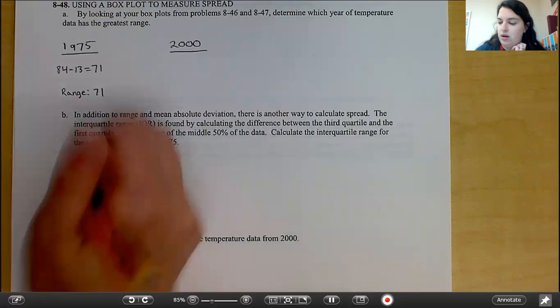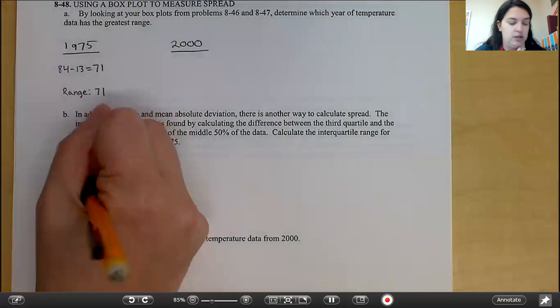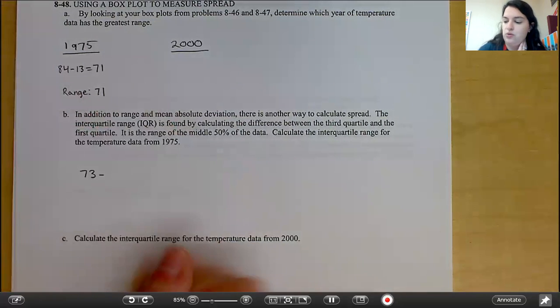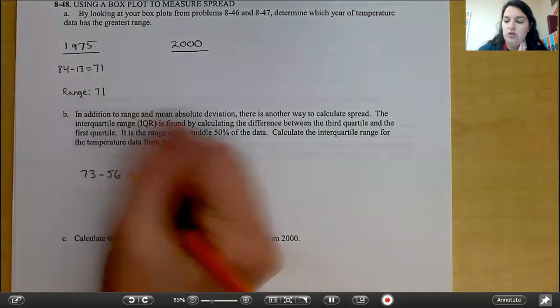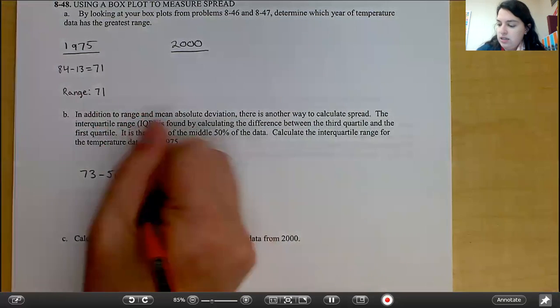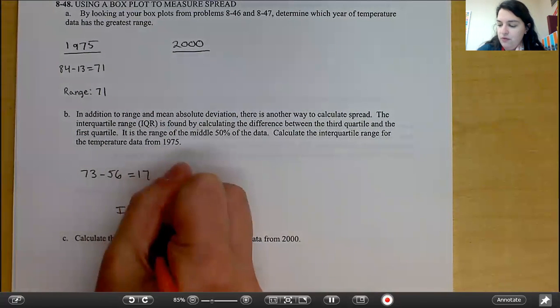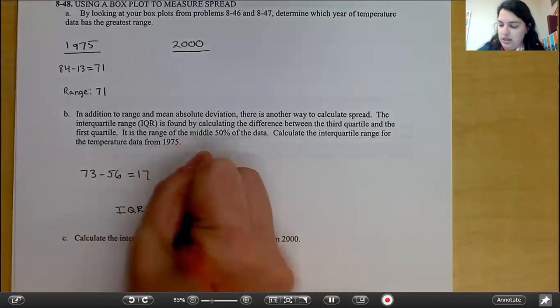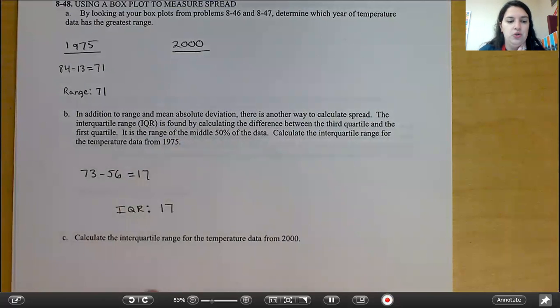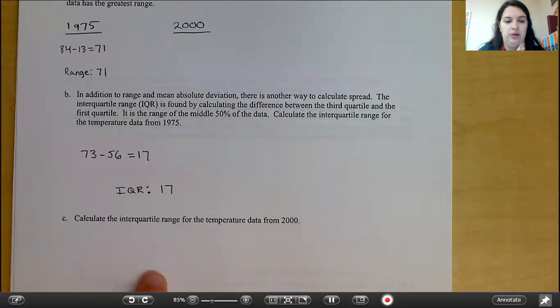So we know that our upper quartile, or our third quartile, is 73 degrees, and we know our first quartile is 56 degrees. So 73 minus 56 is 17 degrees. So your IQR for 1975 is 17. Your job is to answer part C. Calculate the interquartile range for the temperature data from 2000.